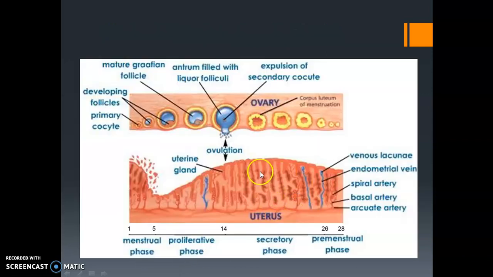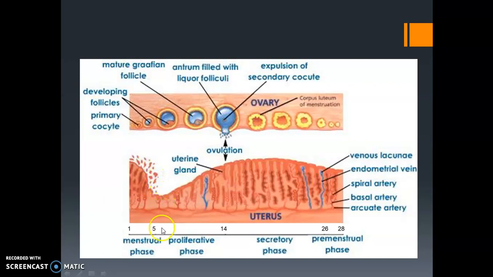Here you can see the various phases. This is the pictorial representation of the various phases of the uterine cycle. From day 1 to day 5, you can see the endometrial wall, the functionalis layer of the wall, getting sloughed off and flowing out of the body as the menstrual fluid.